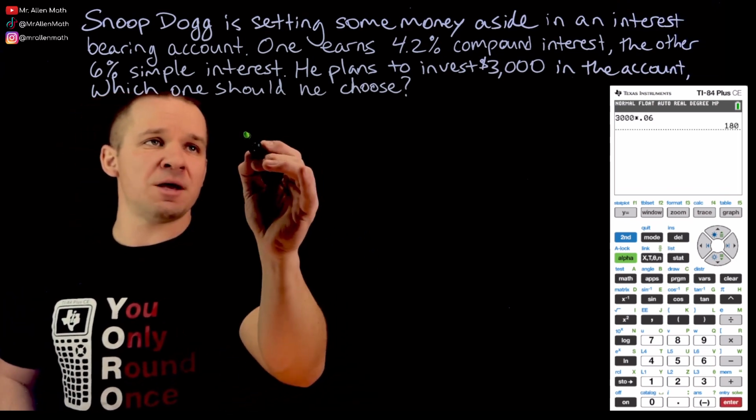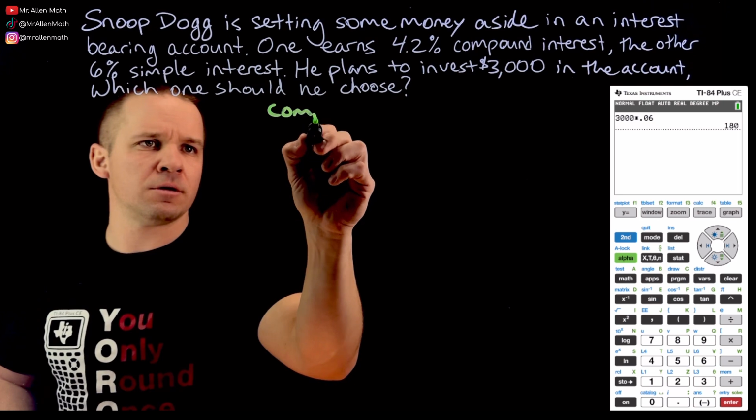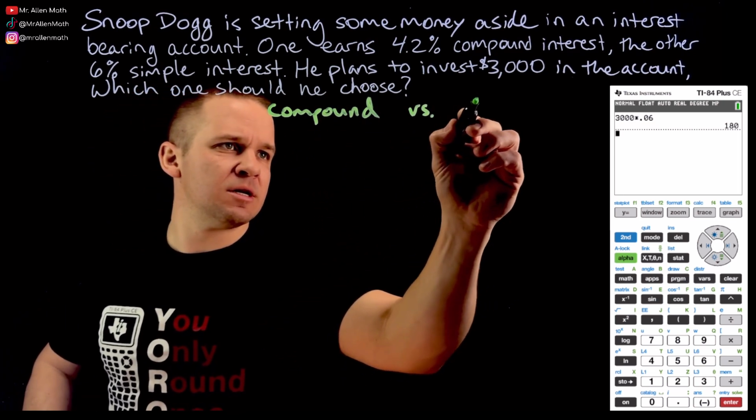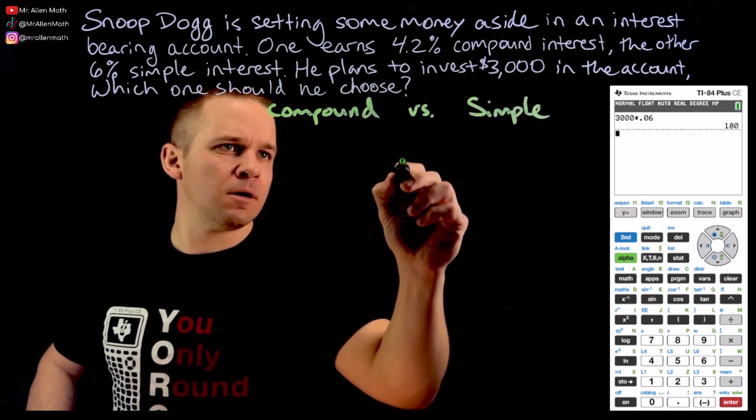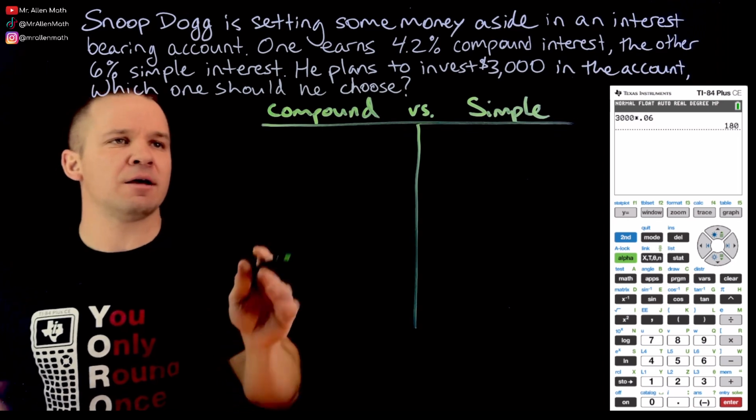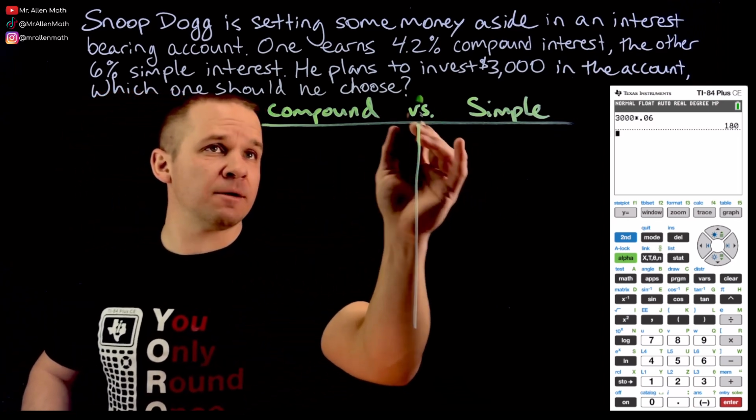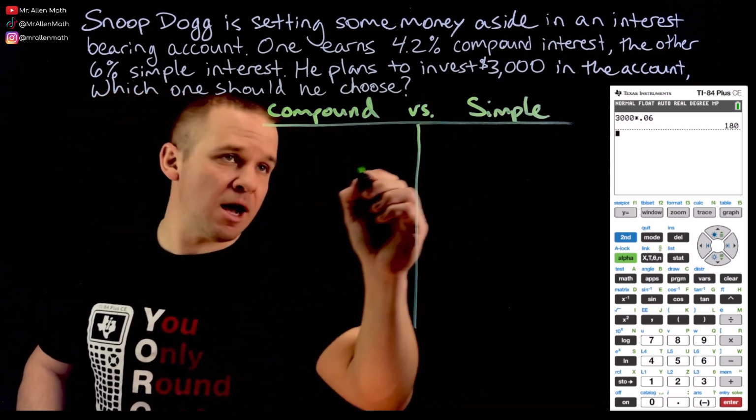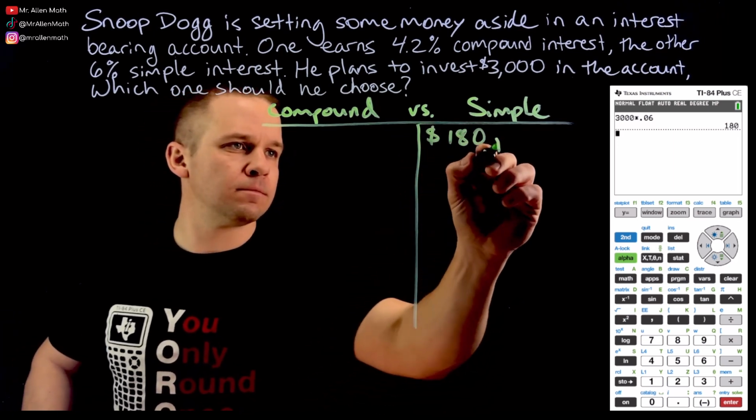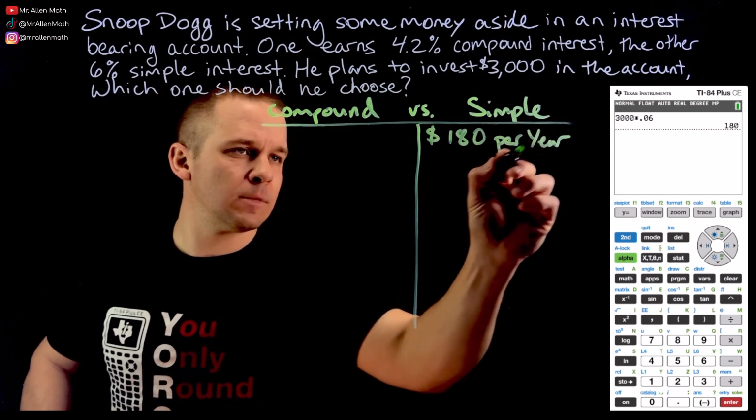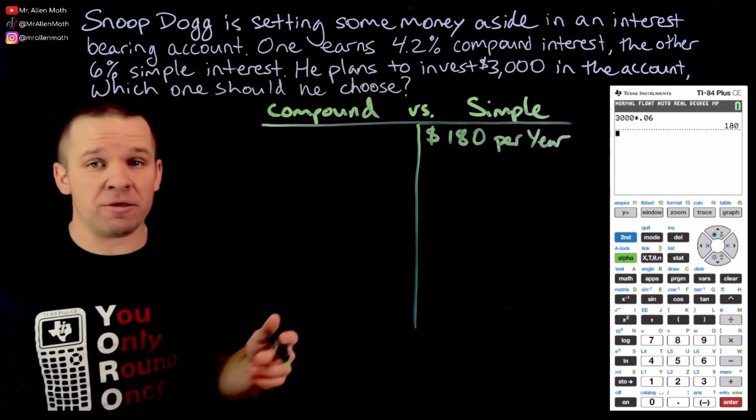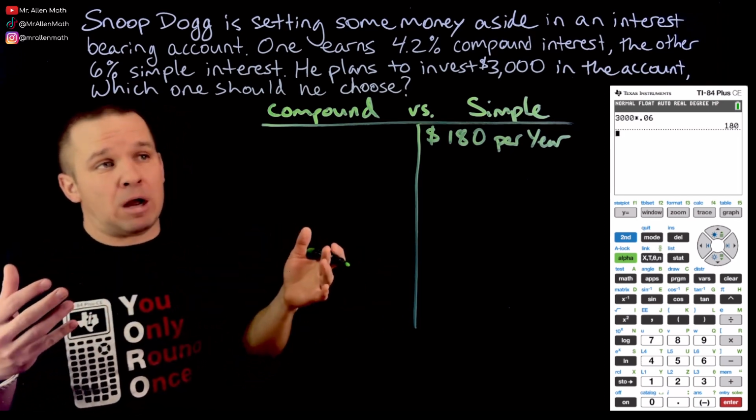Okay. So the simple interest, we'll do compound, and then we got simple. So versus simple. All right. Nice little T-chart there. Okay. So for my simple interest, we're getting, we said 180? Yeah, $180 per year. All right. It's not bad. I mean, the 6%'s nice. The 6%'s better than the 4.2. Does that mean that it's better? I don't know.